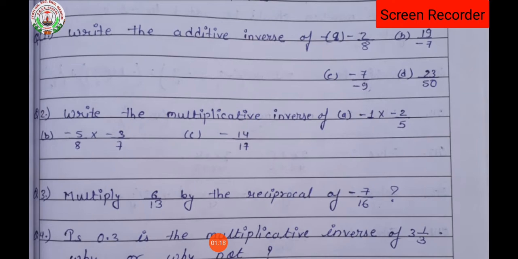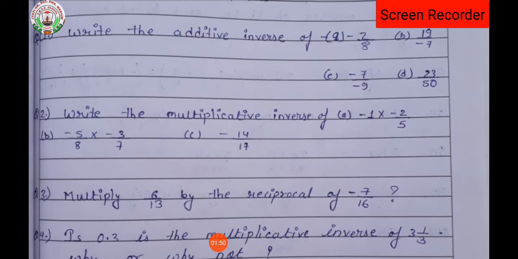So in the A part and B part, two terms are there. So in order to find out the multiplicative inverse of A and B part, you have to first simplify. That means multiply both the terms, like minus 1 into minus 2 upon 5. So it will become how much? 2 upon 5. Now 2 upon 5 will be reciprocated in order to get the multiplicative inverse. So it will be 5 upon 2. Okay, like that you have to solve the B and the C part.